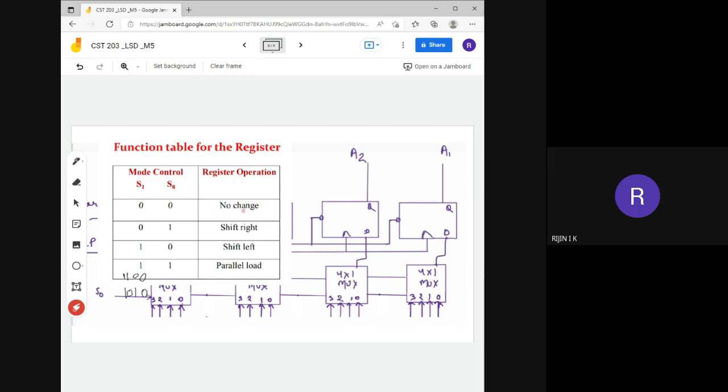We can say it is like a memory state. What is memory state?